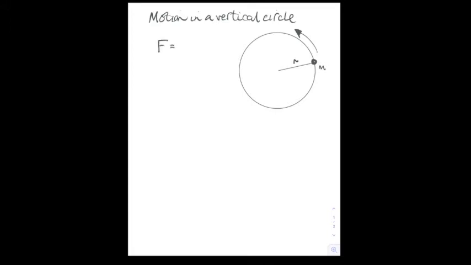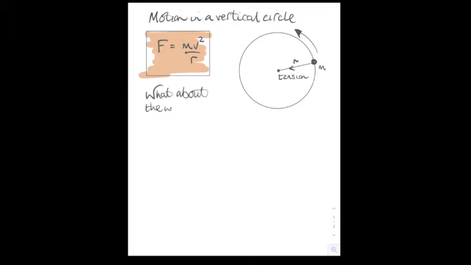Now, if we want to work out the force that's required to hold that mass in a circular path, we use the central force equation F equals mv squared over r, or F equals m omega squared r. But if we're in a vertical circle, there's another force that is going to affect what the tension is in the string. And that force is the weight of the mass. The weight of that mass is going to affect the tension in the string at various points around the circular motion.